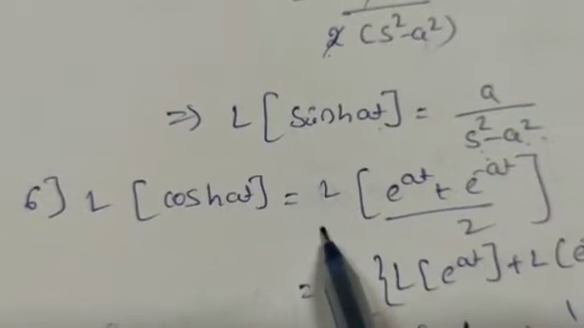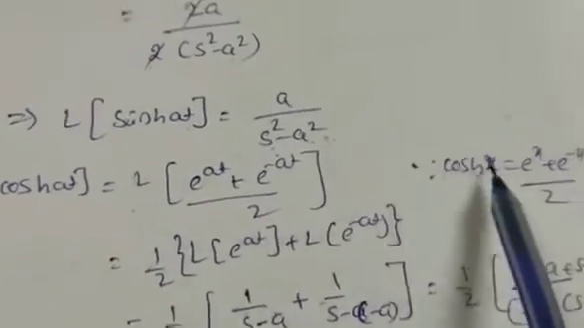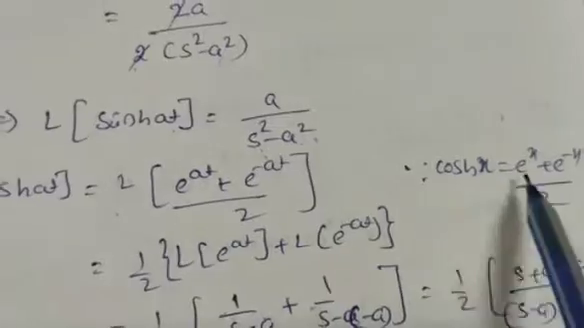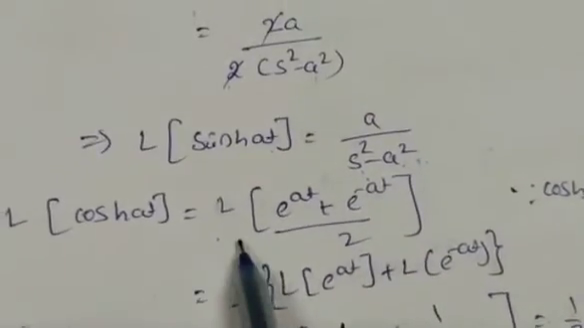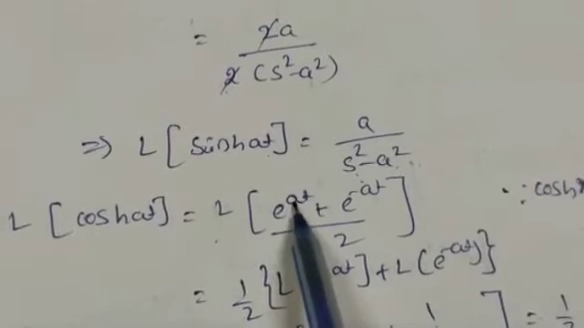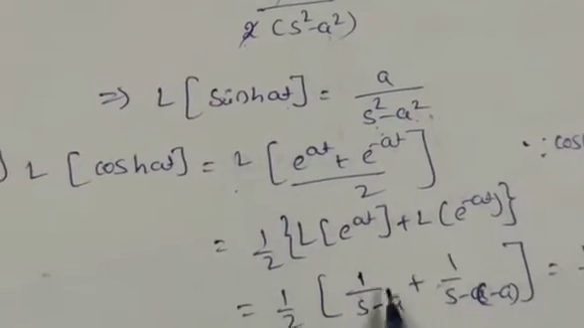It is equal to, again, the Laplace transform of, let us use the definition of cos hyperbolic x. It is equal to (e raised to x plus e raised to minus x) divided by 2. So it is (e raised to at plus e raised to minus at) divided by 2. Again, separate the terms here like this.